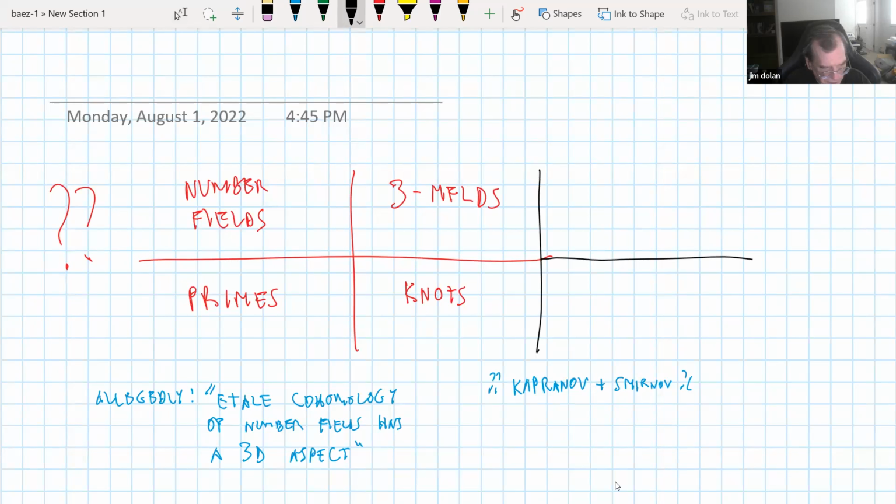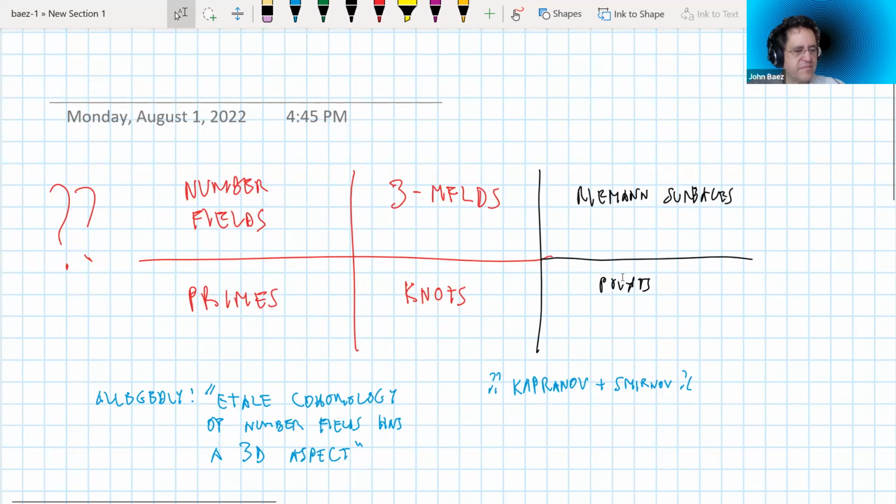Okay, a third column, which was the column we already talked about. We were trying to make number fields analogous to Riemann surfaces, or perhaps Riemann surfaces with Child's drawings or something like that. And I guess instead of primes or knots, it would just be points or marks.